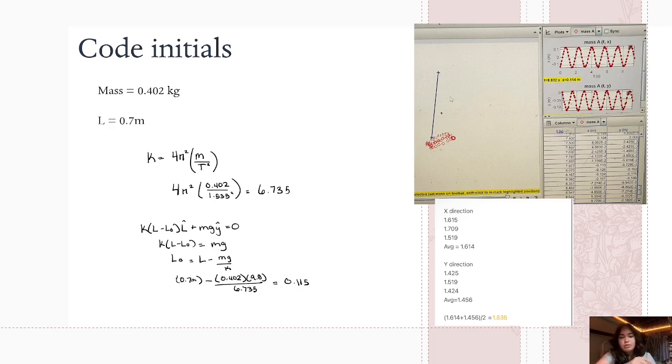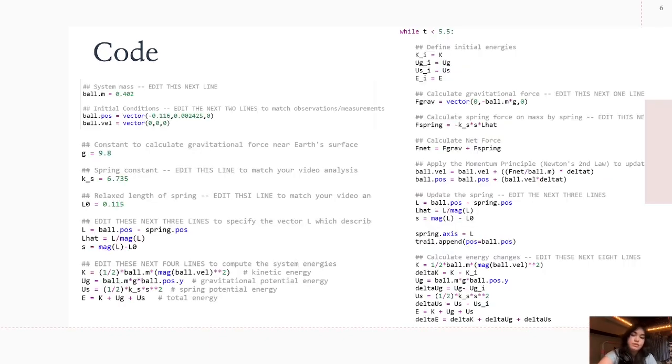With that information, we calculated the average periods of the x and the y direction, and then we averaged those to find the overall average oscillation period. And that was used to find the spring stiffness constant, which was 6.735, and then we used the spring equation to determine the original length of the spring, which is 0.115. This was then used for our code to give the ideal expected outcome.